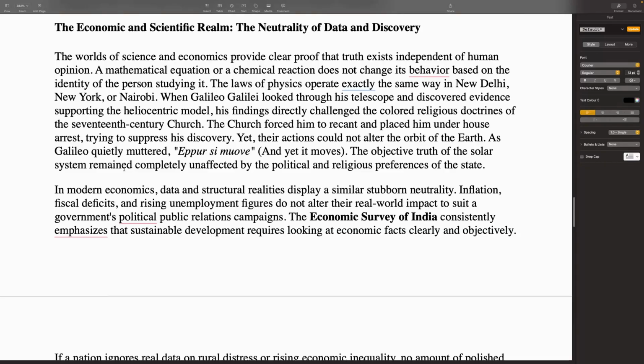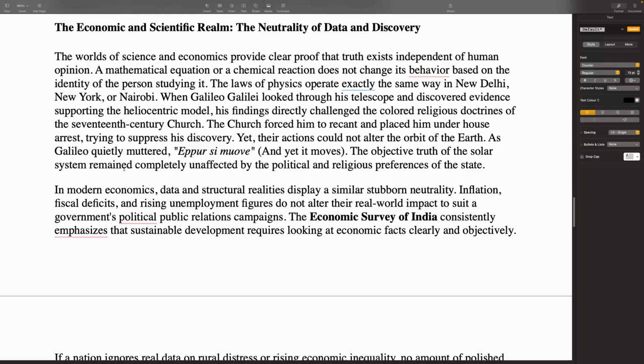The worlds of science and economics provide clear proof that truth exists independent of human opinion. A mathematical equation or a chemical reaction does not change its behavior based on the identity of the person studying it. The laws of physics operate exactly the same way in New Delhi, New York, or Nairobi.